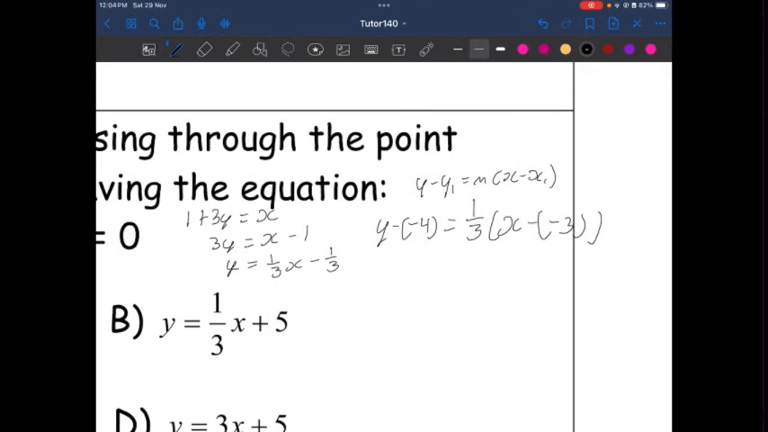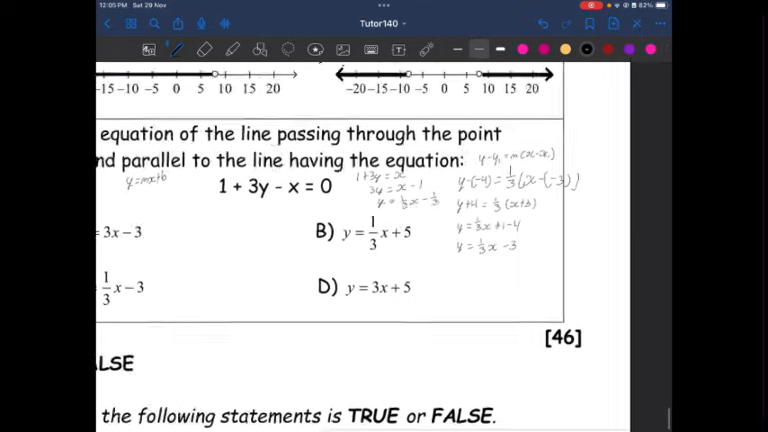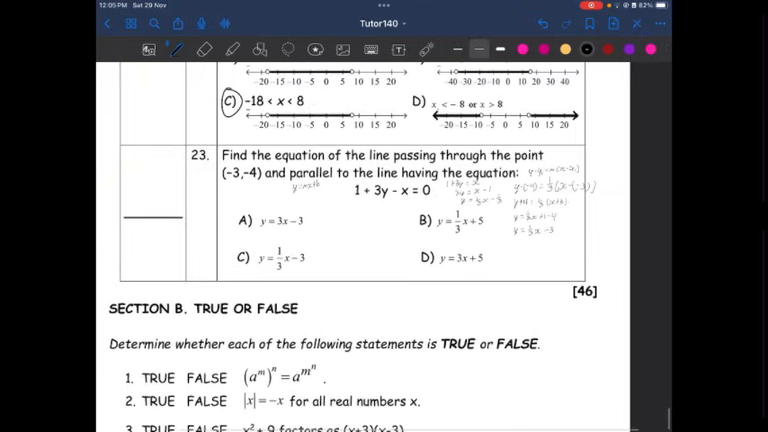Now we're going to simplify. So now we have y plus 4 equals 1 over 3 times x plus 3. So we want to transpose, so we send the 4 over. So we have y is equal to 1 over 3 times x, that's 1 over 3x, 1 over 3 times 3 is just 1, so plus 1. And then minus 4, because when we send the 4 over, it becomes a negative 4. You could simplify, y is equal to 1 over 3, x minus 3. And that is C.